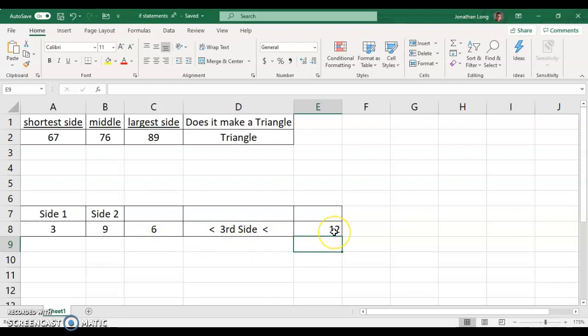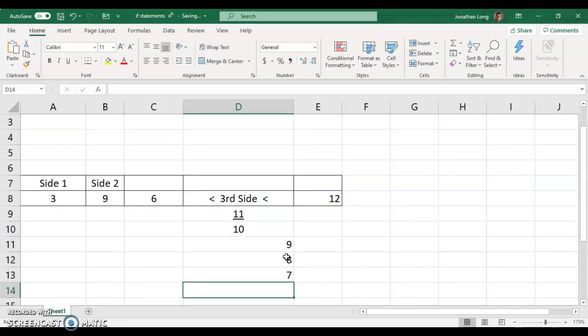Same deal. 12 is the biggest side, so you would take your two smaller sides. 9 plus 3 is equal to 12. Well, the two small sides added up have to be bigger than that. That's not going to work. So as long as I pick any number between 6 and 12, my choices are 11, 10, 9, 8, 7.